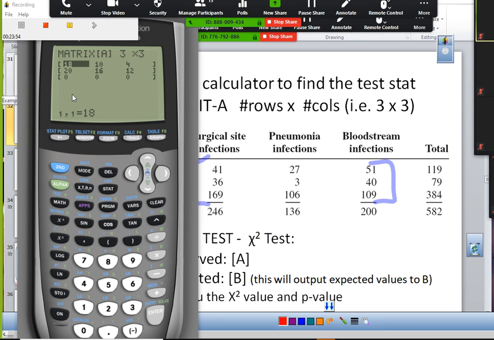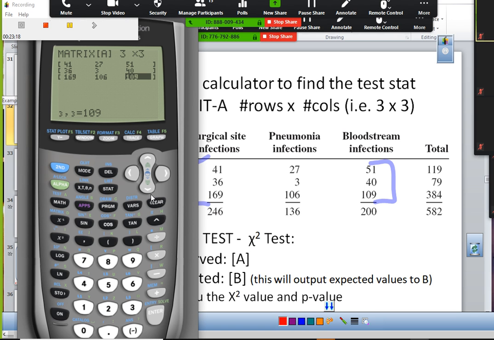41, enter, and you see as I enter it, it goes off to the right. It's going to kind of swing around there. 27, enter, 51, enter, 36, enter, 3, enter, 40, enter, 169, enter, 106, enter, 109, enter. And then double check your numbers and make sure they're right.